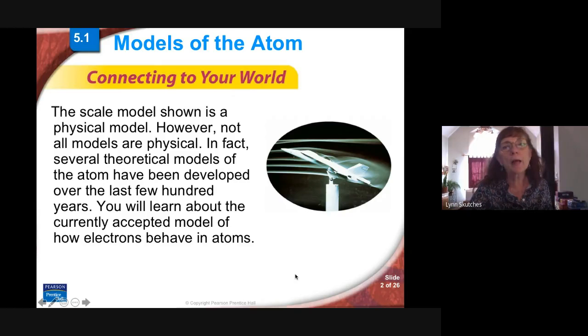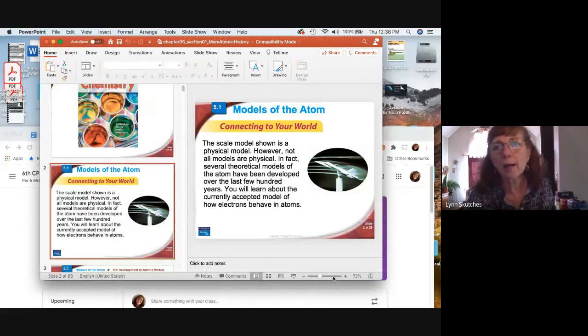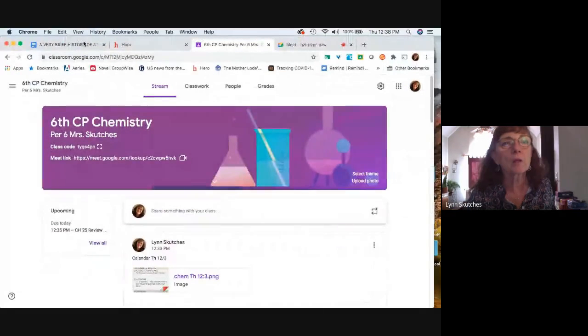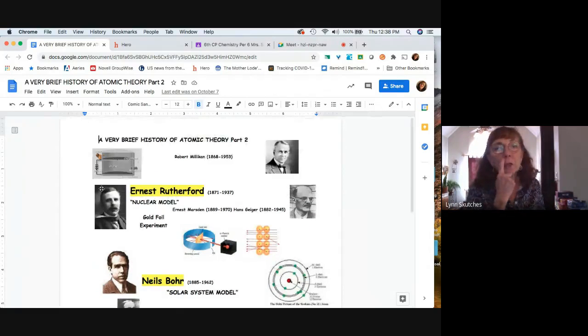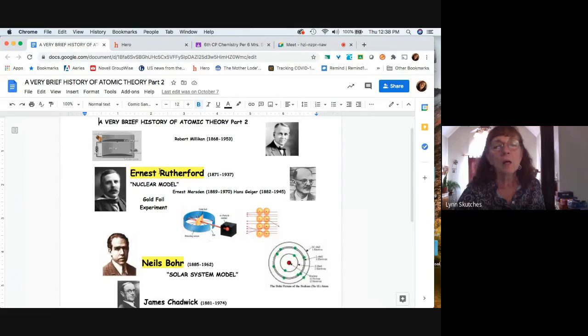So models of the atom. Let me go back to this. You actually have a worksheet from the middle of October that we used. This is page 2 of the atomic theory history. You might recall we talked about Robert Millikan, the American chemist who figured out the charge on an electron. And then we left off talking about Ernest Rutherford's nuclear model, the idea that almost all of the mass of the atom is concentrated in the nucleus, and the electrons are out here somewhere. We don't know where, and that's where we're going.